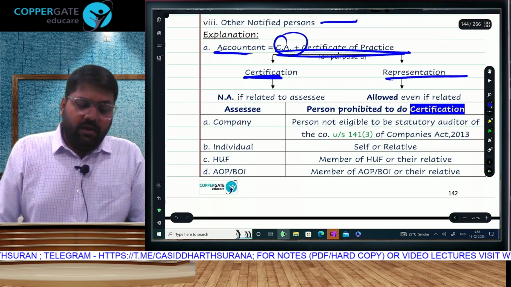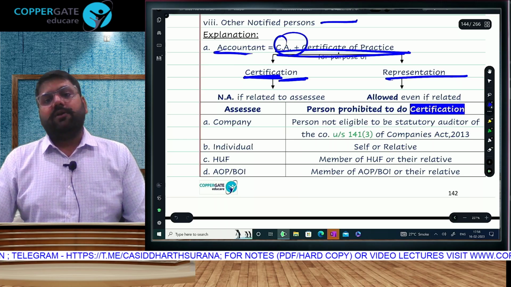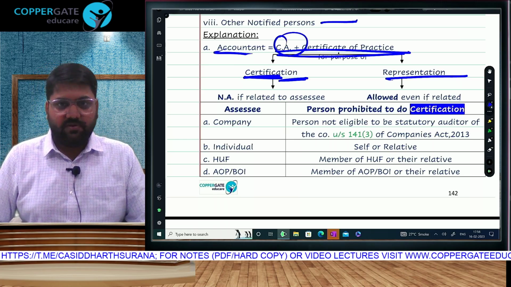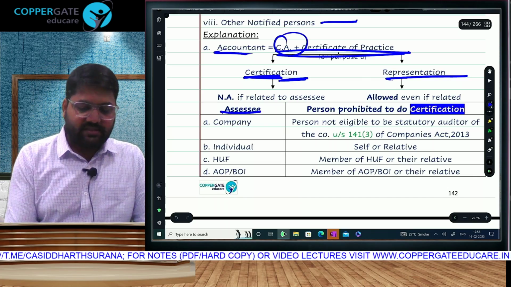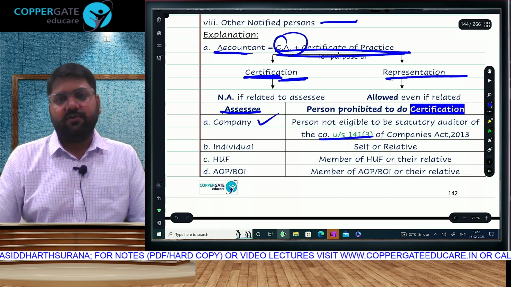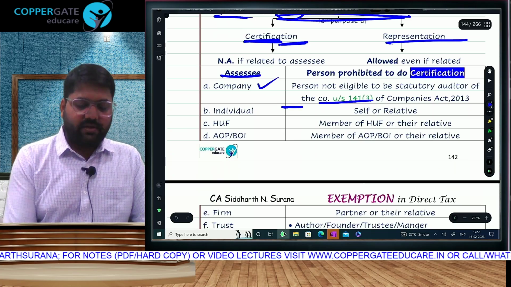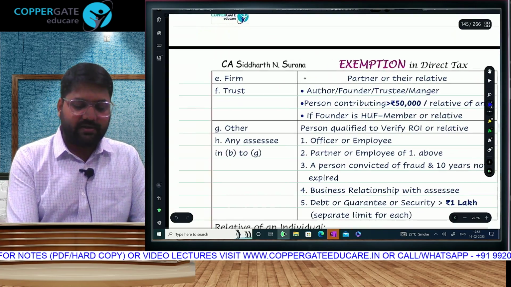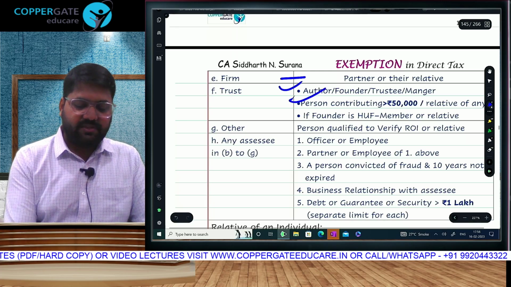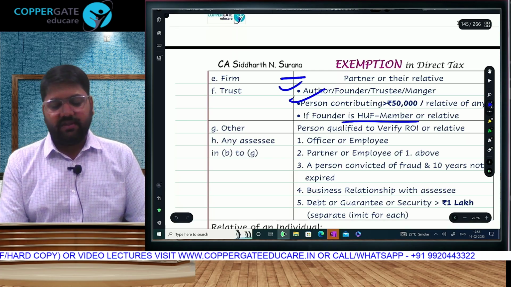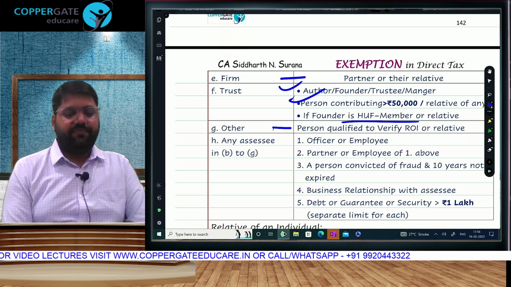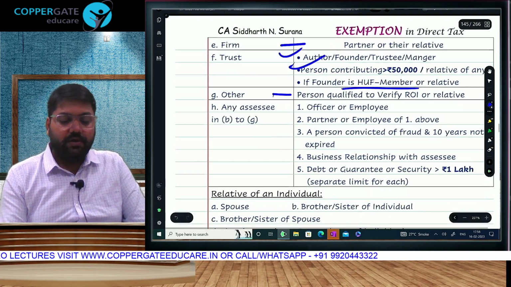Next, certification work will not be allowed if you are related to the assessee. Representation you can do for yourself also, but certification will not be allowed. So it depends on who the assessee is. For a company, any person disqualified to become statutory auditor; for an individual, self or relative; for HUF, member or relative; for AOP, member or relative; for a firm, partner or relative; for a trust, the specified person; and if the founder is HUF then member or relative; and for all the other persons, whoever is qualified to verify the ROI. And from B to G.